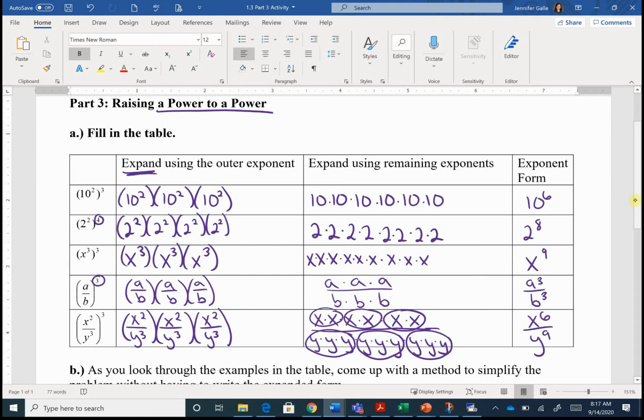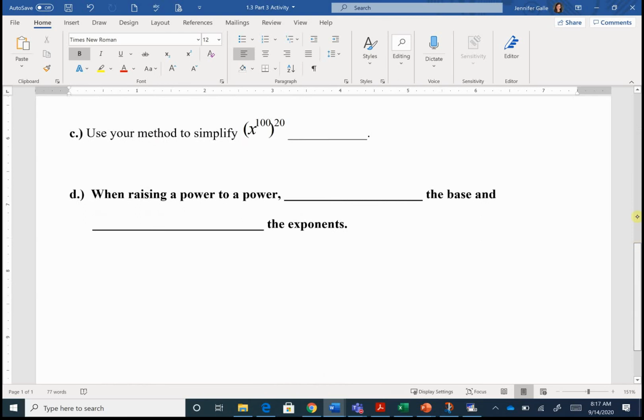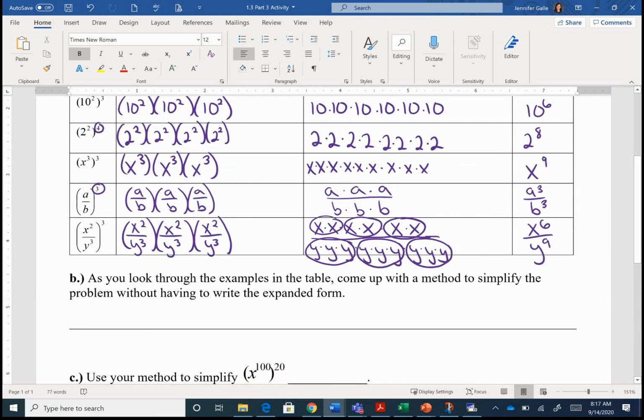Now let's see if I scroll if things will stay with me. I don't know. All right, it's staying. Sweet.